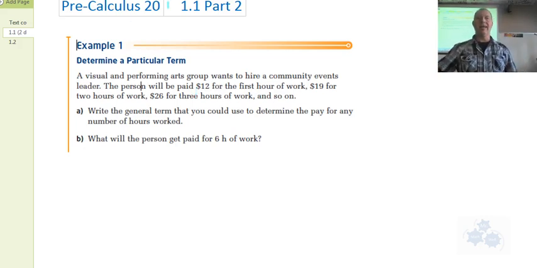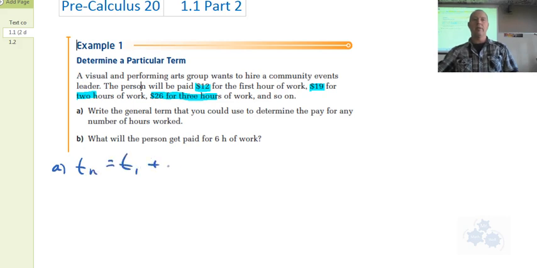A visual and performing arts group wants to hire a community events leader. The person will be paid $12 for the first hour of work, $19 for 2 hours of work, and $26 for 3 hours of work, and so on. Write the general term that you could use to determine the pay for any number of hours worked. So really what we're looking for in A is T of n. Now we know what our formula is.